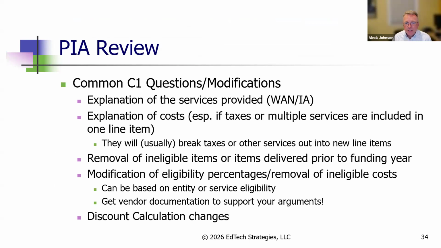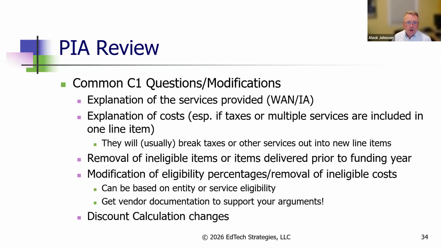Are they telecommunication services? Second, they'll ask for an explanation of the costs, and this happens whenever the costs that you have in your Form 471 don't immediately line up with what's in your contract or quote that you provided to USAC, or if they just haven't bothered to review your contract or quote. Sometimes if you have combined multiple costs into a single line item, so if you, for example, added in the taxes, USAC will get confused about that, ask you to figure out how you got to the totals that you have, and then will try to break your taxes or other services out into additional line items.